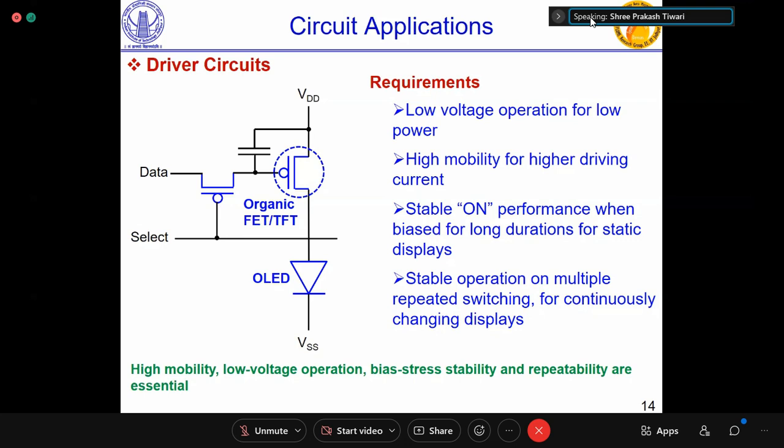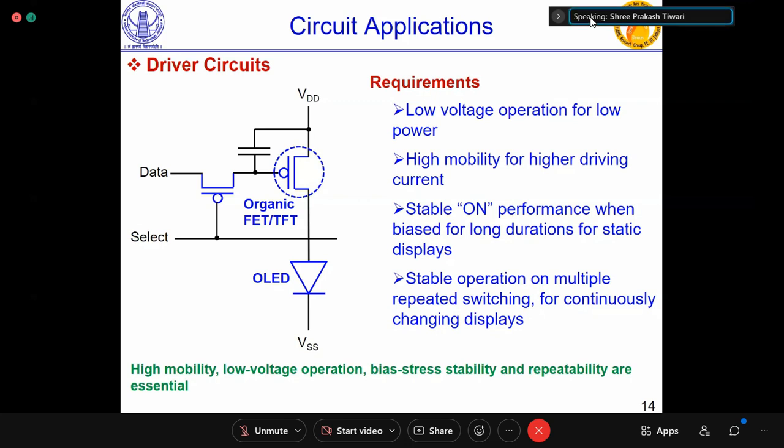And what is shown here is a schematic of a basic driving circuit. There are a couple of transistors which help you get this current. Now, what do you want from these transistors? Essentially, you want two things from these transistors.